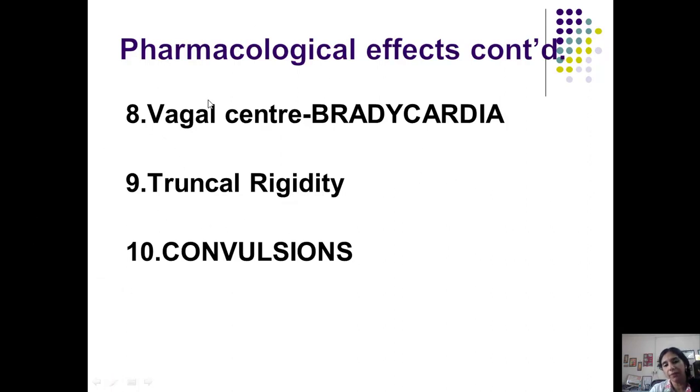Morphine also stimulates the vagal center in the brain. It causes bradycardia because of enhanced parasympathetic effects. It causes truncal rigidity. As I told you, this is one of the limiting factors, and it contributes to the respiratory depression which is brought about by the use of systemic morphine-like drugs. And morphine alone is not a CNS stimulant so much that it is going to cause convulsions.